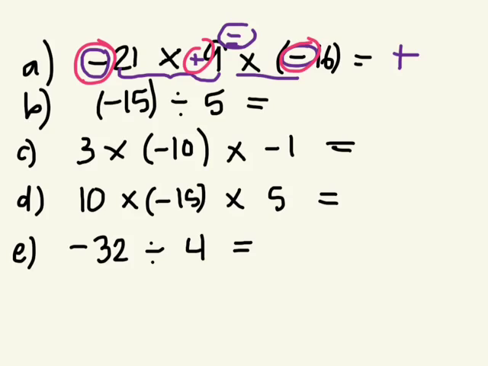Okay, so what's the answer? 21 times 9 times 16. I got 3,000. So 3,024, and as long as the sign is correct, then check our answer with the calculator, it's correct.